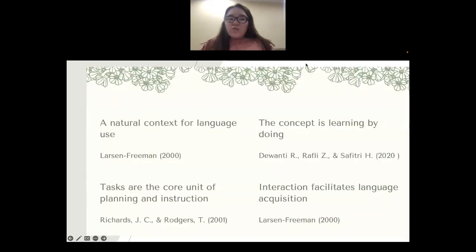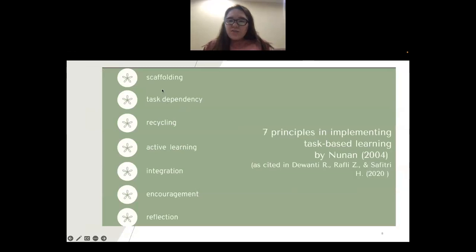So Larsen and Freeman mentioned that task-based instruction gives a natural context for language use implementation. Then Richards and Rogers mentioned that tasks are the core unit of planning and instruction, of course, because we should think about specific activities, how to use the learned material. Then Dewanti, Rafli, and Safitri mentioned that the concept is learning by doing. In this approach, interaction facilitates language acquisition.